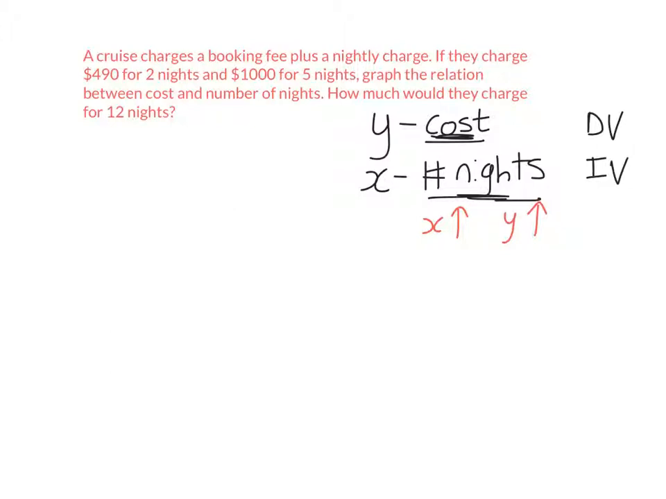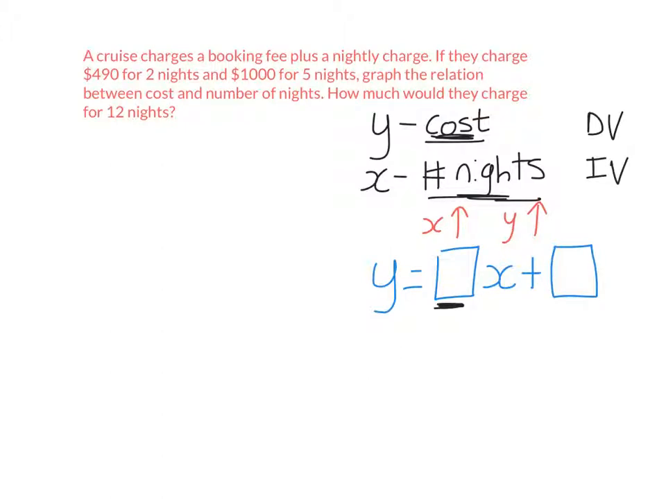So that means if we want to write an equation linking the cost and the number of nights, it will be cost equals something times the number of nights plus something, because any linear relationship can be written in this form. So it's just a matter of filling out the two boxes. So we want to first, to find the number that goes in this box, we want to find how much the nightly charge is.